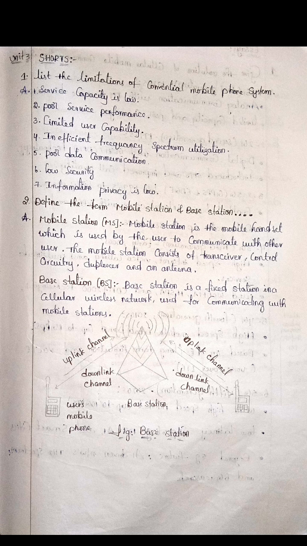Base station. Base station is a fixed station in a cellular wireless network used for communicating with mobile stations. When we see the diagram: uplink channels, downlink channels, mobile to mobile. Base station is the mediator, I mean connecting between the user and end user, is called base station.